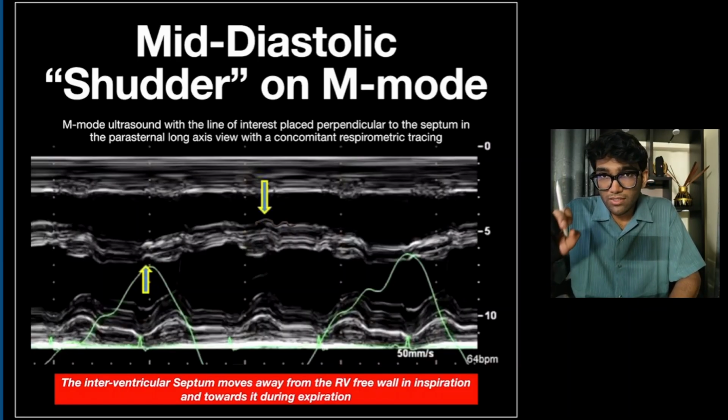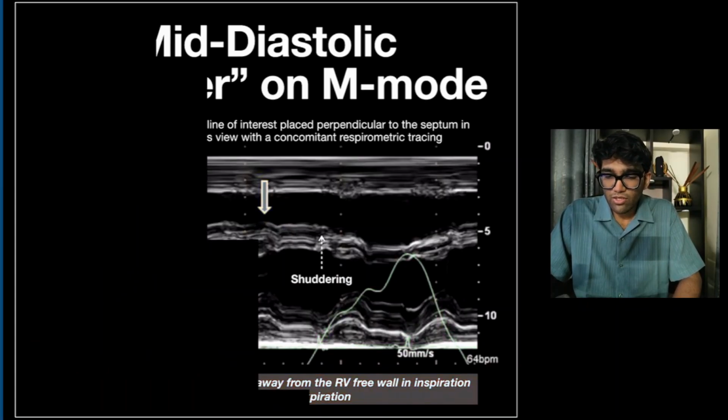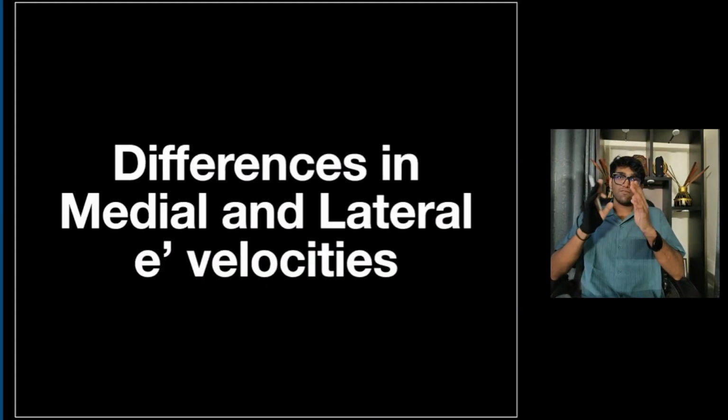So for this, the line of interest has to be placed perpendicular to the septum in the parasternal long axis view with a concomitant respirometric tracing. So that is what we call a ventricular shudder. So this, if you can see, is your shudder. Okay, so till now what we've discussed is the expiration versus inspiration changes in the septal position, and if you were to do an apical 4-chamber view, you would find what we discussed as diastolic checking and septal bouncing back, and this on an M mode appears like a shudder.